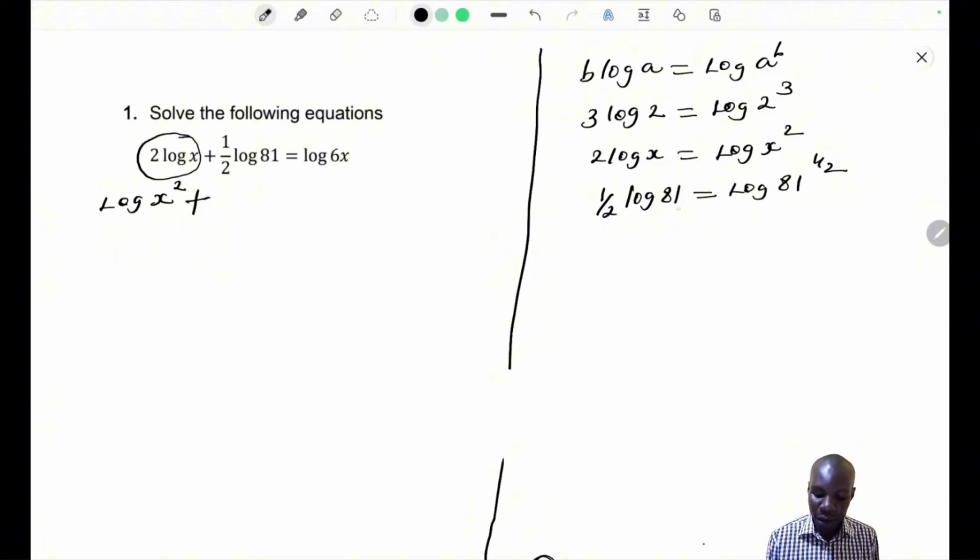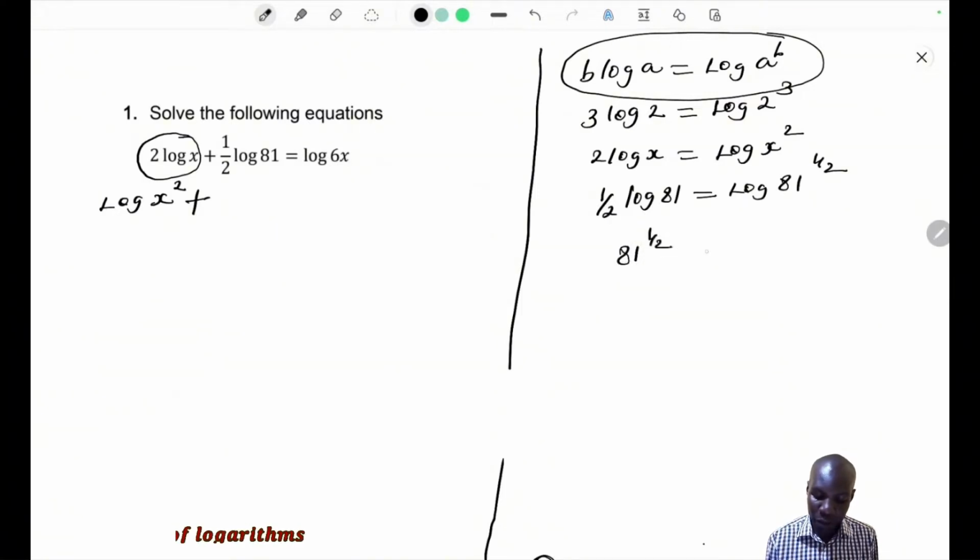A half log of 81 can be written as log of 81 to power a half. This is the law that we are applying. And you must know that 81 to power a half is the same as the square root of 81.